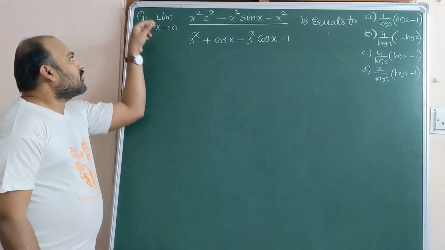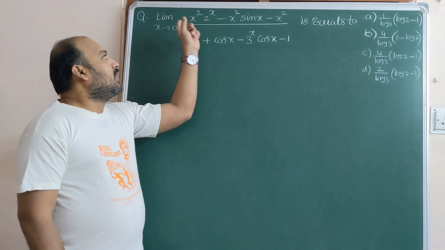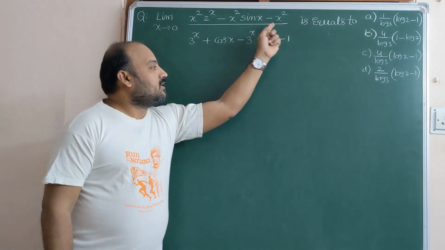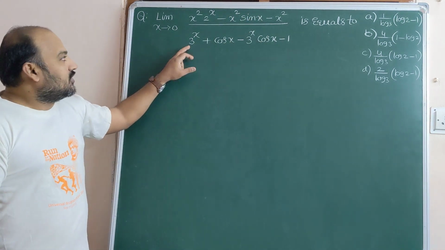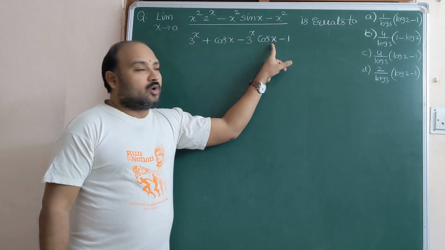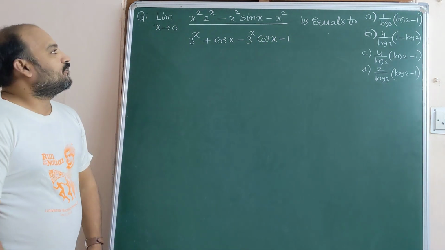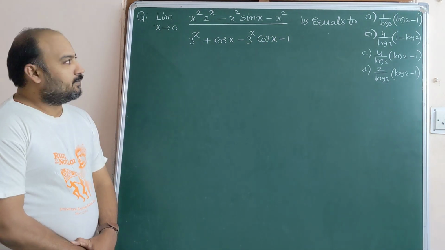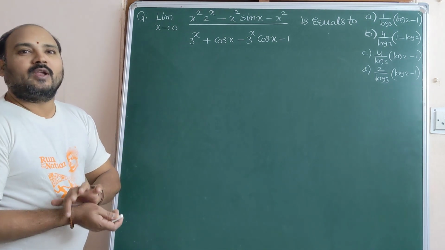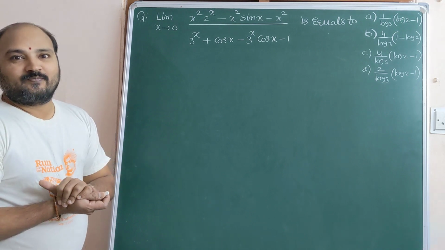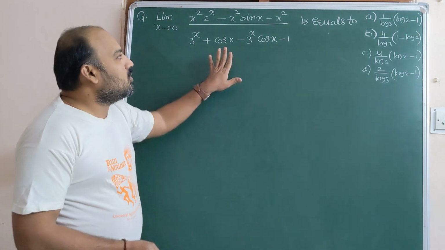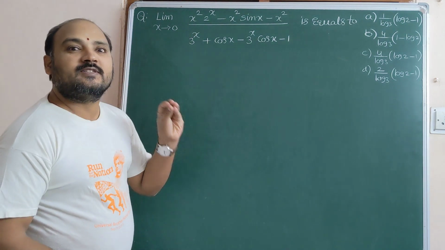The question here: limit x tends to 0, (x² 2^x − x² sin x − x²) divided by (3^x + cos x − 3^x cos x − 1). By observing the question, we are going to apply only limit standard formulas. If you get a grip on learning the formulas, you are able to do this question in a very easy manner.